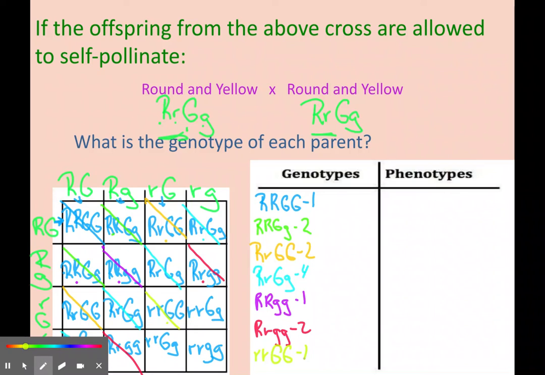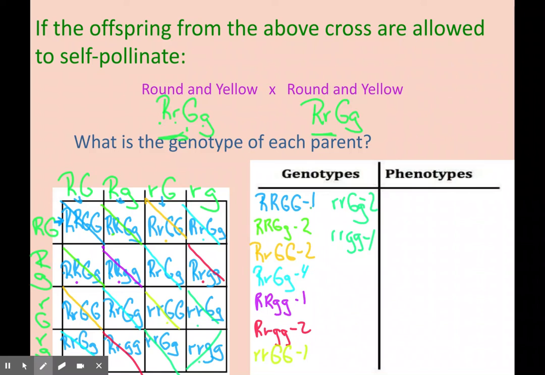Then we've got little, big, little. So there's 1, 2 of those. And then our last one, little, 1. And that gets all of them. So just to double check ourselves, if we add up all of these numbers, we should have 16. So those are our genotypes.